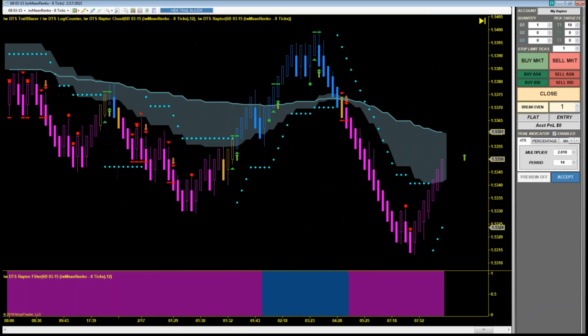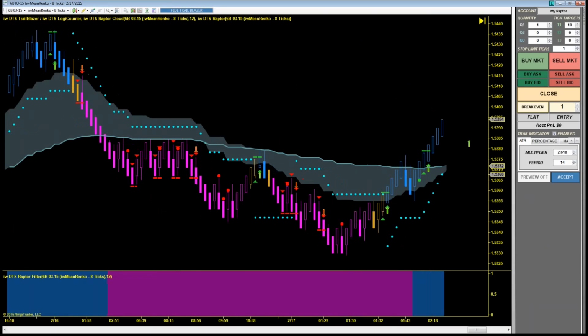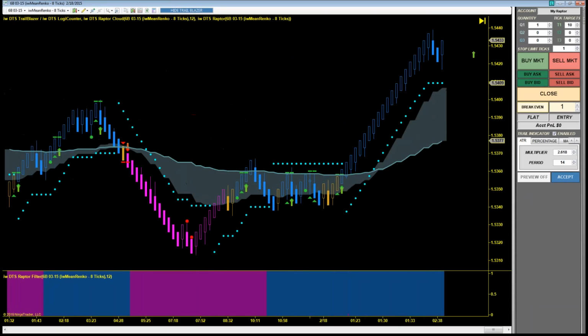Most of the times we don't need to adjust the brick sizes. The default brick sizes work for most of the markets, but when your days start to print like this, that tells you that your brick size is a little bit too big.